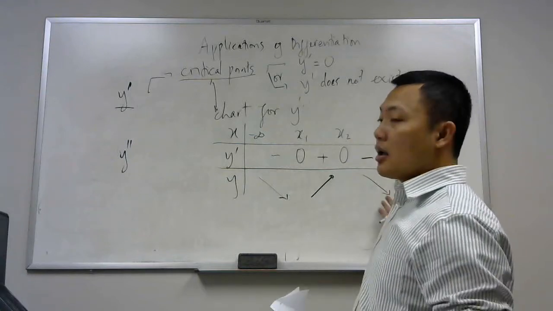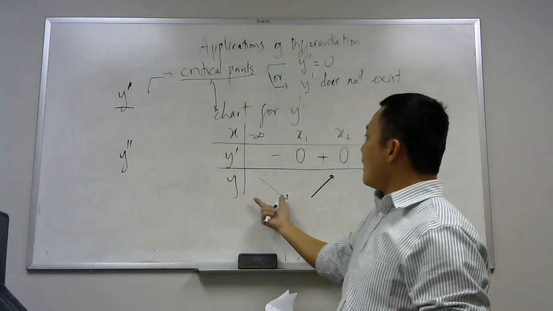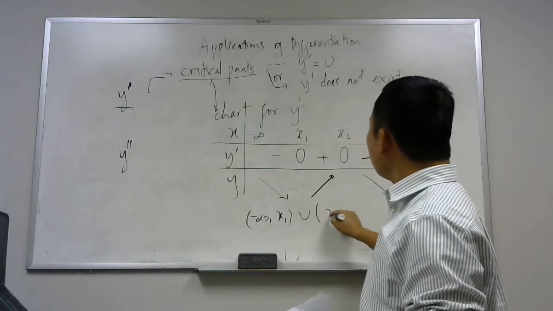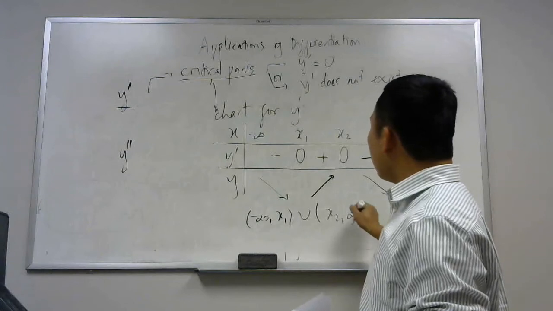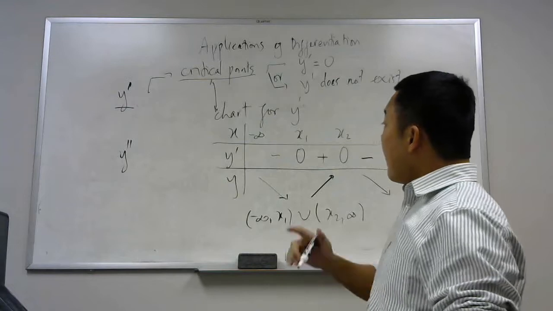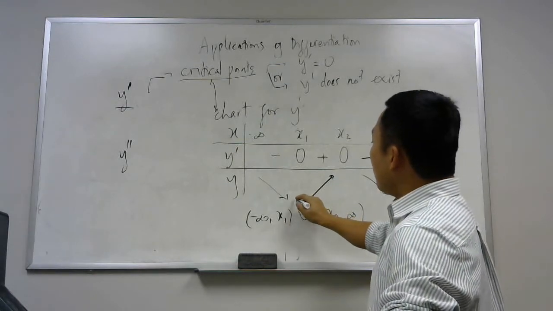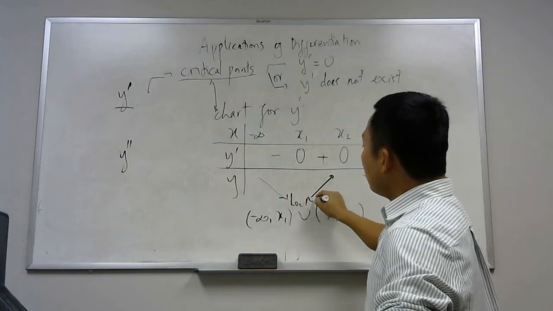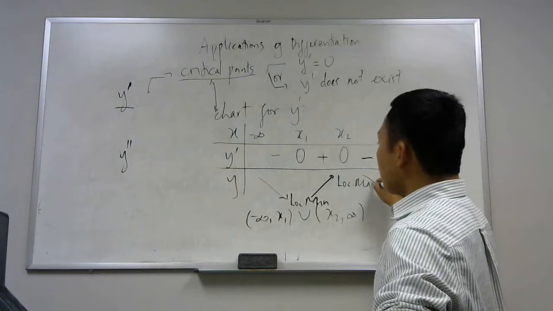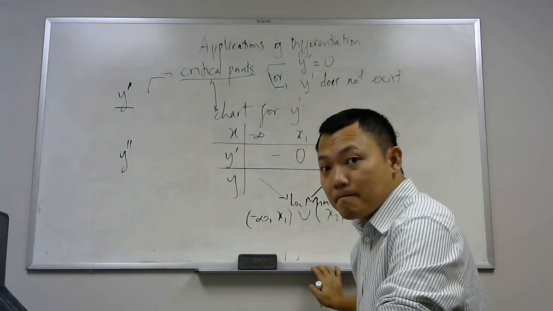So if I ask you to find open intervals where the function is increasing or decreasing, you can make the chart like this, and then you make the conclusion. The function is decreasing on negative infinity to x1, right? Union with x2 to positive infinity. And the function is increasing on x1 to x2. That's it. At the same time, using this chart, you might see at this point the function attains local minimum, right? And at this point the function attains local maximum. So that is called the first derivative test, right?